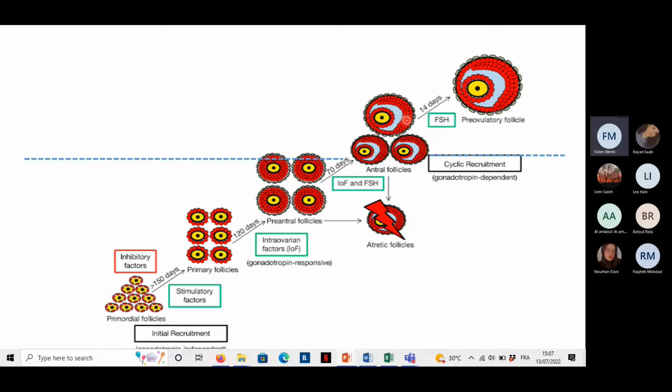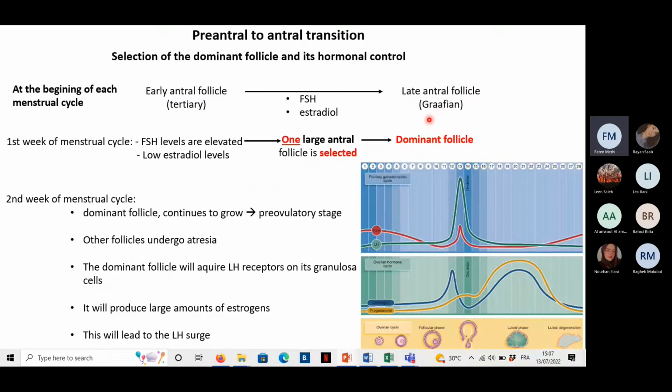With the beginning of each menstrual cycle, we will start having a recruitment of a pool of antral follicles that will develop into pre-ovulatory or Graafian follicles. As we have said, this follicular phase from the early antral to the pre-ovulatory follicles lasts 14 days. It lasts for the first 2 weeks of the menstrual cycle before the ovulation. So the first 2 weeks here, we have this follicular development from the early antral to the pre-ovulatory stage.